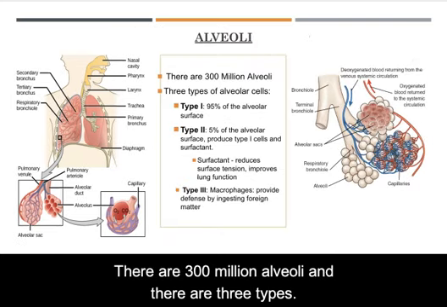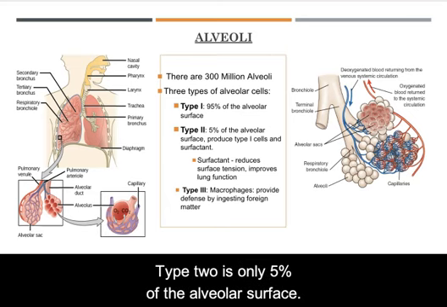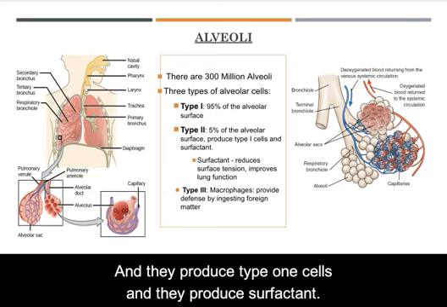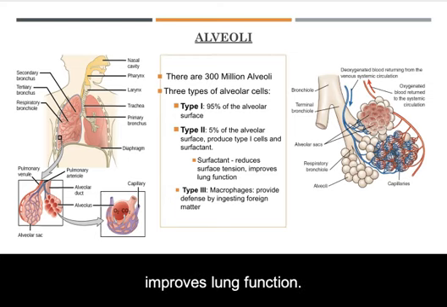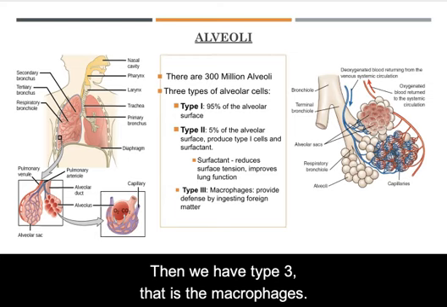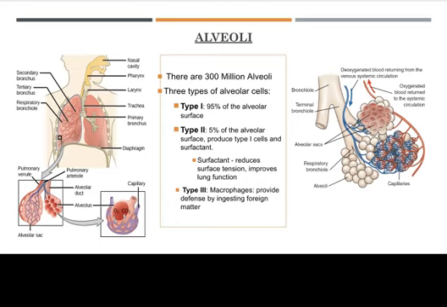There are 300 million alveoli, and there are 3 types. Type 1 is 95% of the alveolar surface. Type 2 is only 5% of the alveolar surface, and they produce type 1 cells and they produce surfactant. The surfactant actually reduces the surface tension and improves lung function. Then we have type 3, that is the macrophages. They provide defense by ingesting foreign matter.